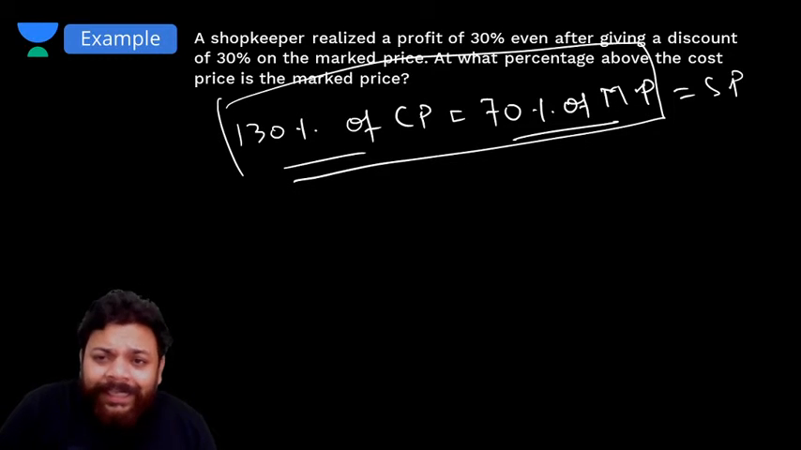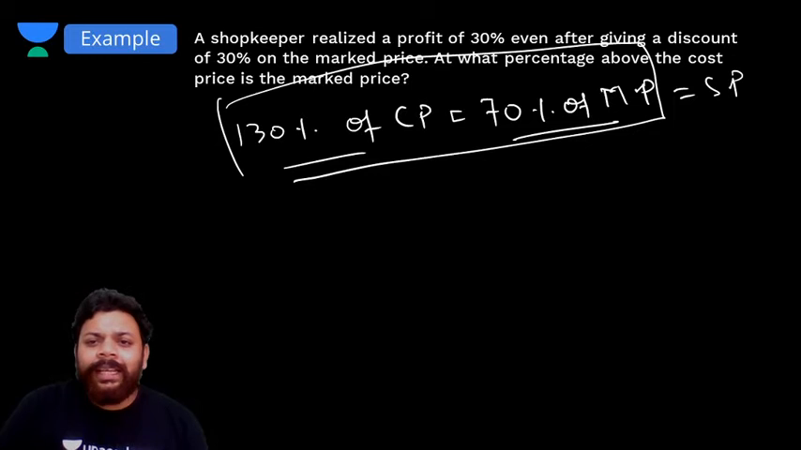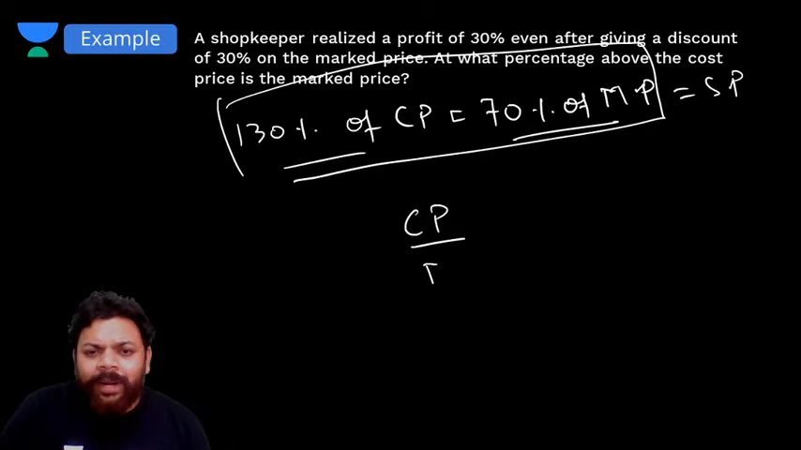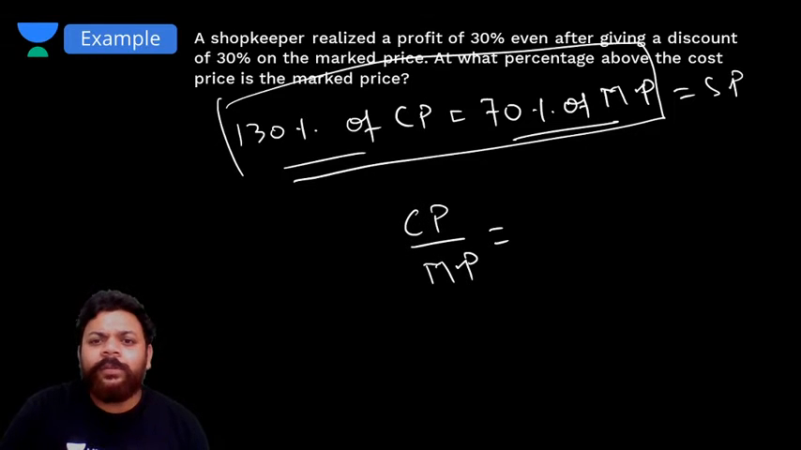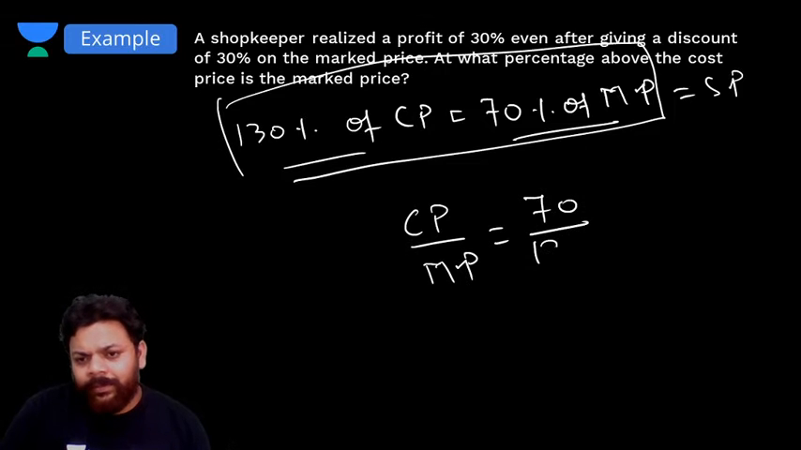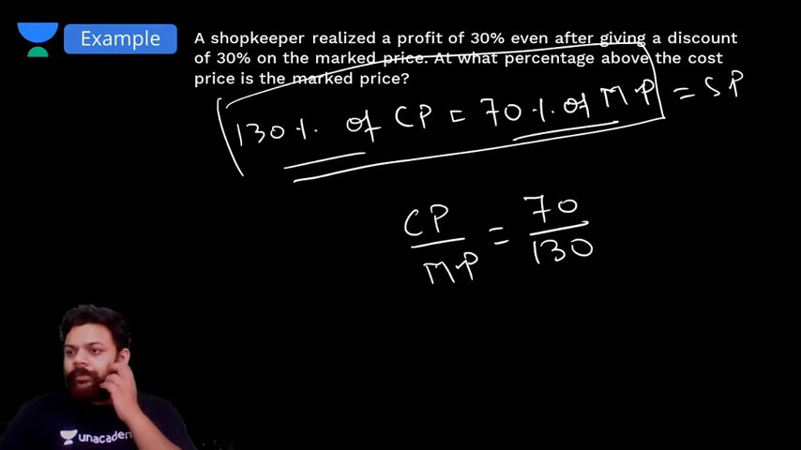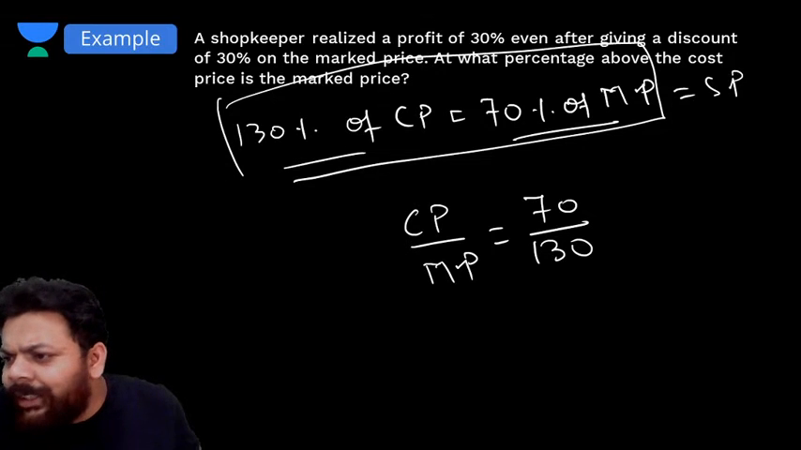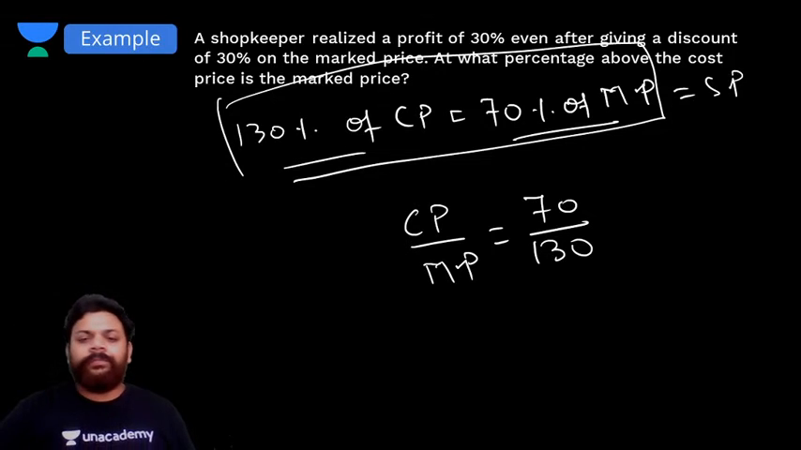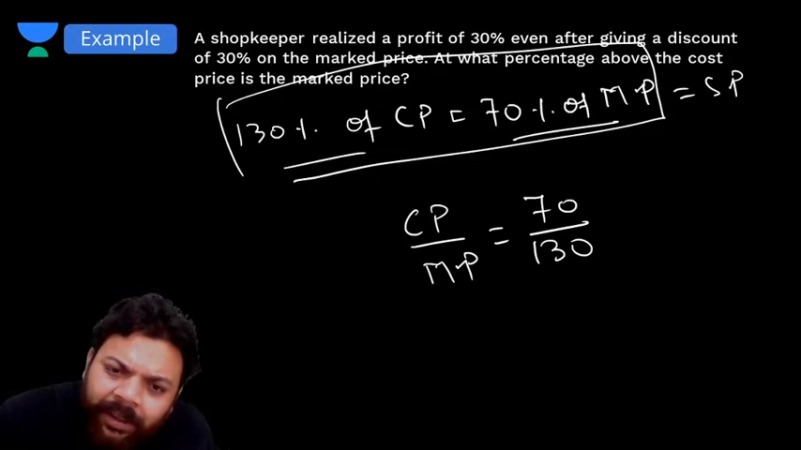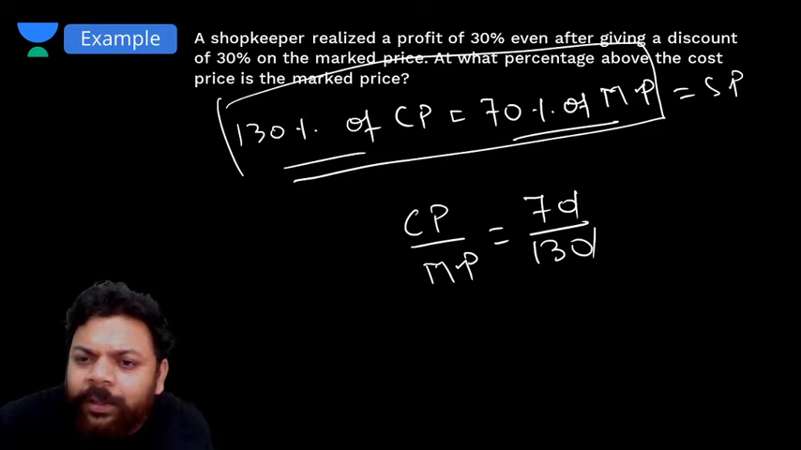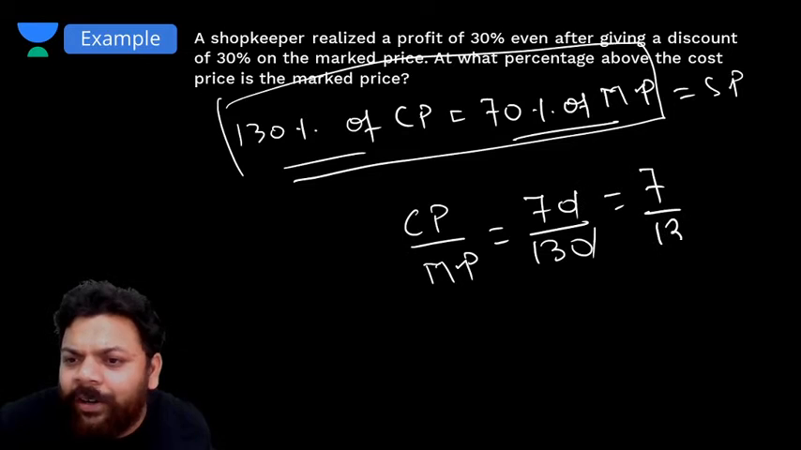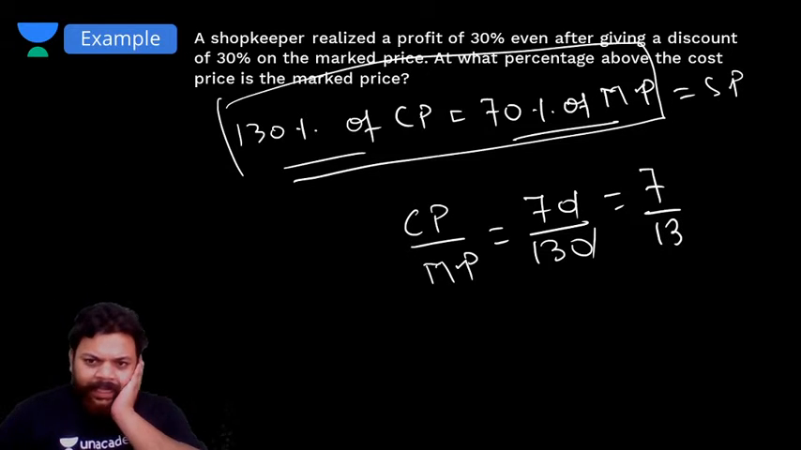Is it possible to say that? Just try to think. Can I say that cost price by marked price must be equivalent to 70 by 130? Say yes or no. Can I write this one? Yes, Shivendra, you are absolutely correct. Can I write this one? Cost price by selling price जो भी होगा, that will be in the ratio of 7 by 13.